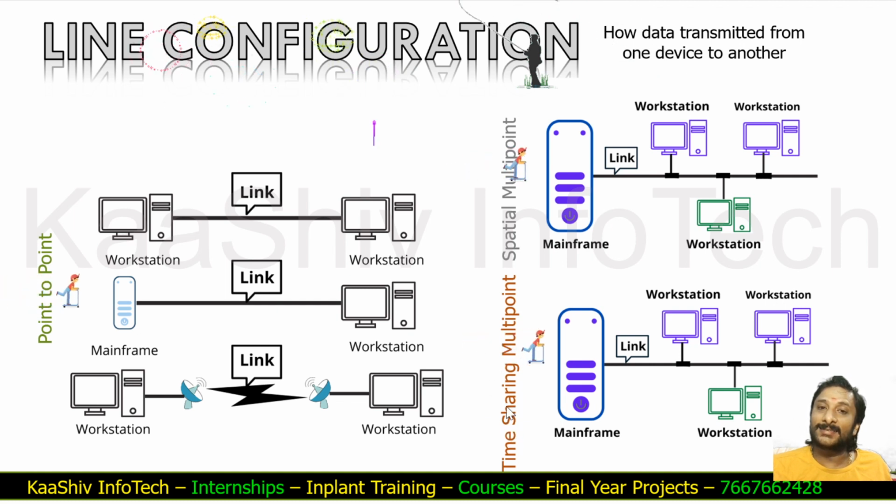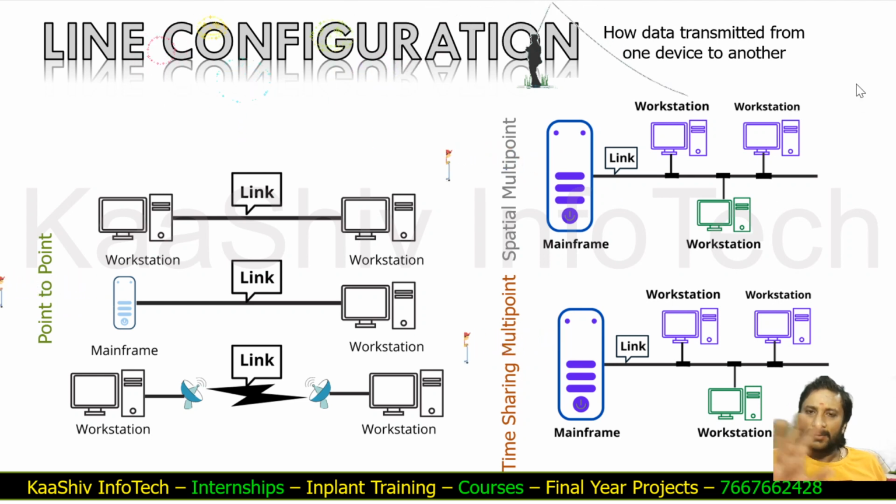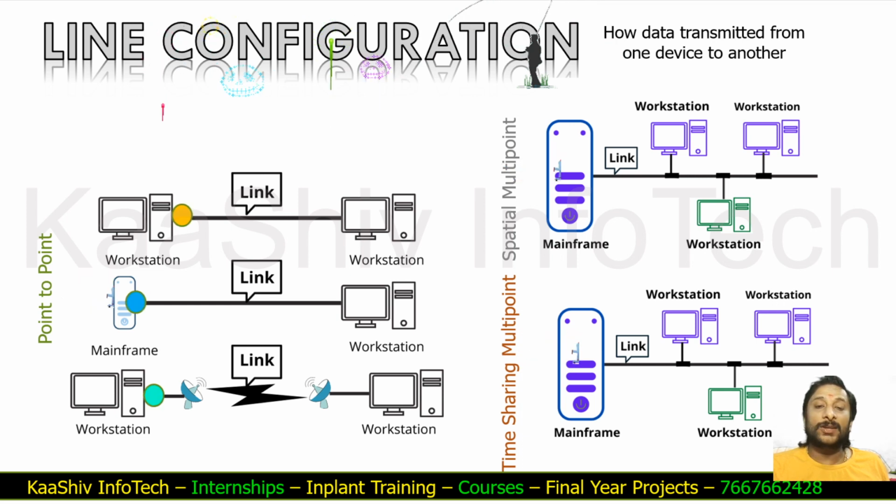In multipoint, anyone can access the line. Say the first person accesses it, then the second person, then the third. Based on the location, accessing the link is called spatial. Based on the timing, accessing the link is called time sharing. The same link can be shared by multiple people. That is called multipoint.